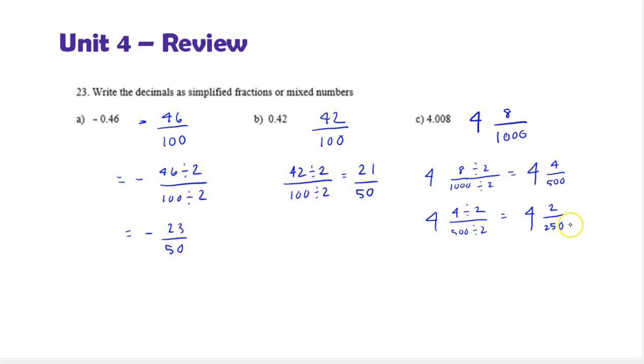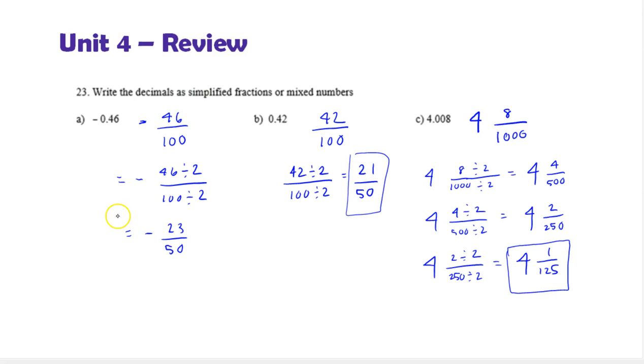They're both still even, so I'm going to keep simplifying. 2 divided by 2, 250 divided by 2, so that's 4 and 1 over 125. Now they don't share any common factors besides 1, so this is completely simplified. If you notice they both are divisible by 8, you could do that at the start, but I think just keep simplifying till you can't simplify anymore works well.